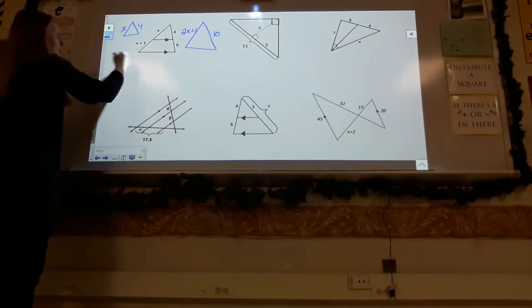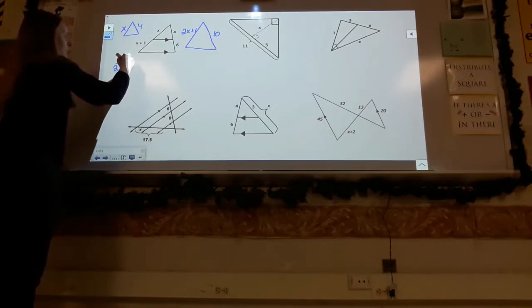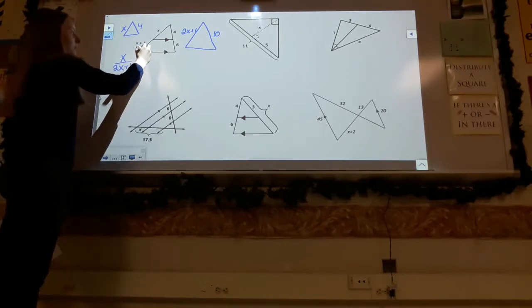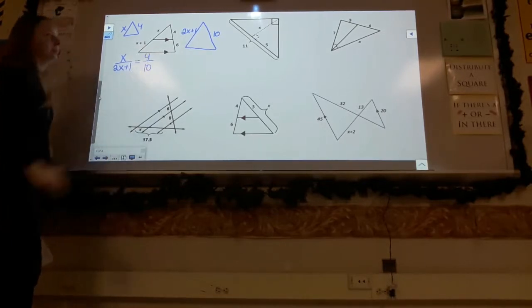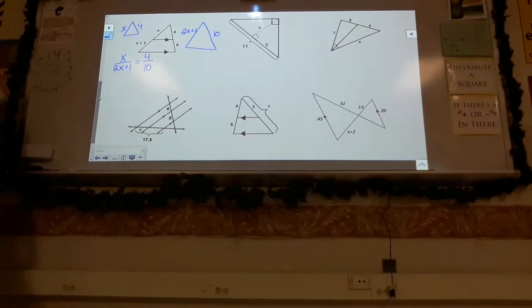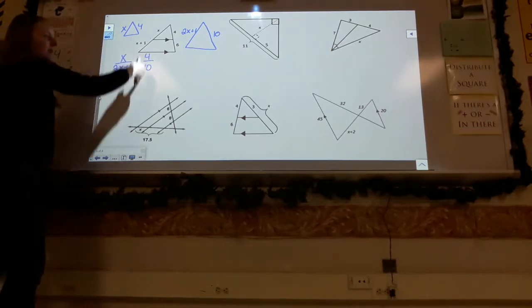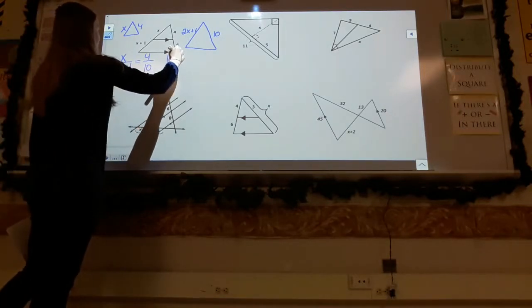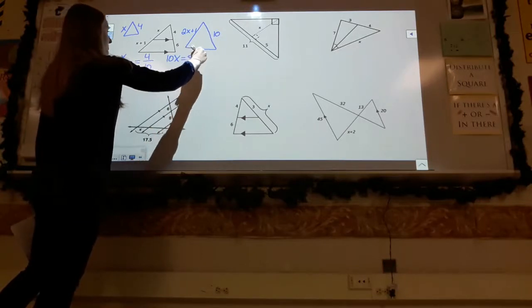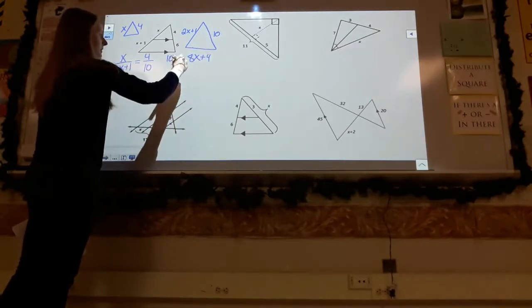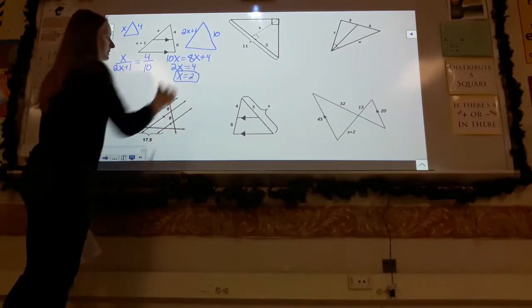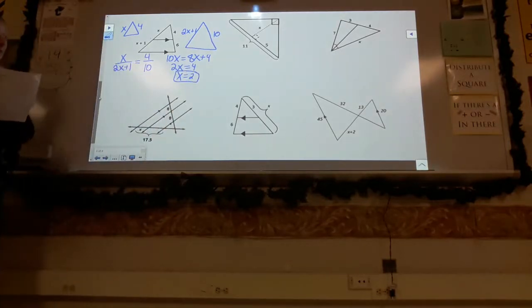X over 2x plus 1. Okay. Equals? 4 over 10. Yep. Again, doesn't matter which triangle you start in, but whichever triangle you choose to go from, you have to go back to that triangle and you write the second ratio. So when I cross multiply, 10x equals 8x plus 4. 2x equals 4. X equals 2.